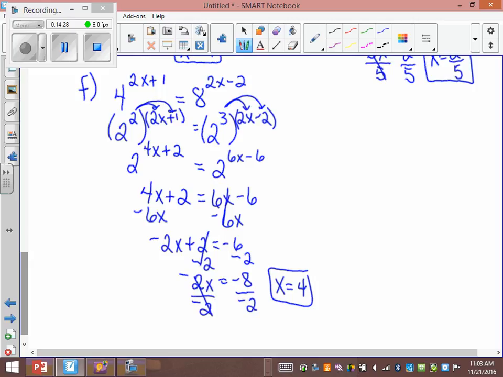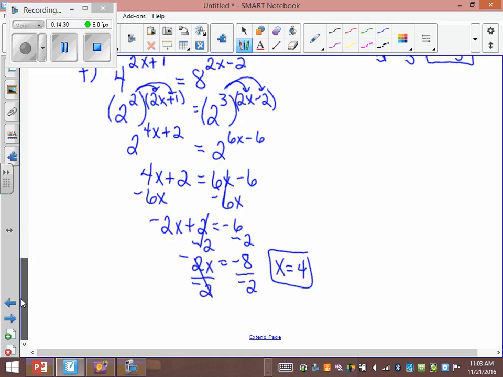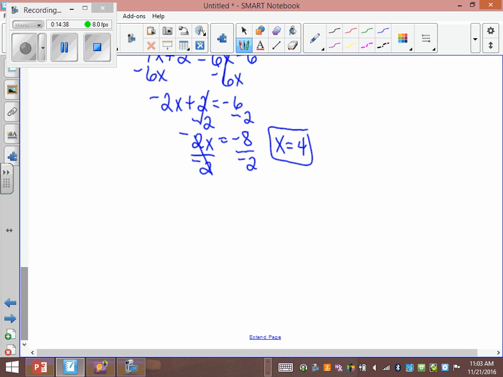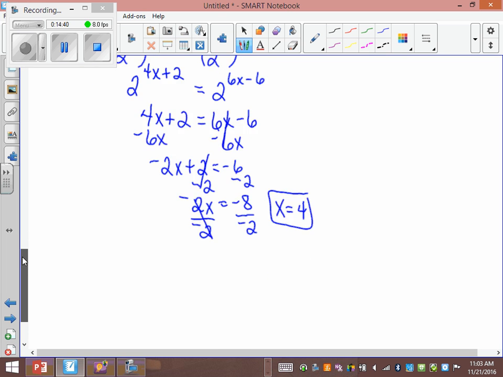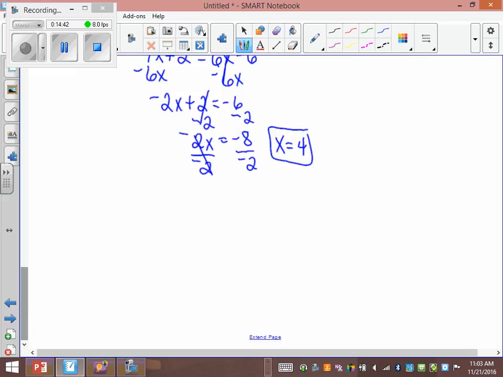Okay. What if I give you this? So these were all nice, like 3 and 9, or 3 and 27, or 2 and 8, basic ones like that. What happens if one of them is a fraction? Just an extra step, that's all. So this was F, G. 5 to the x equals 1 over 125. Seems ridiculously hard. It's actually very easy.